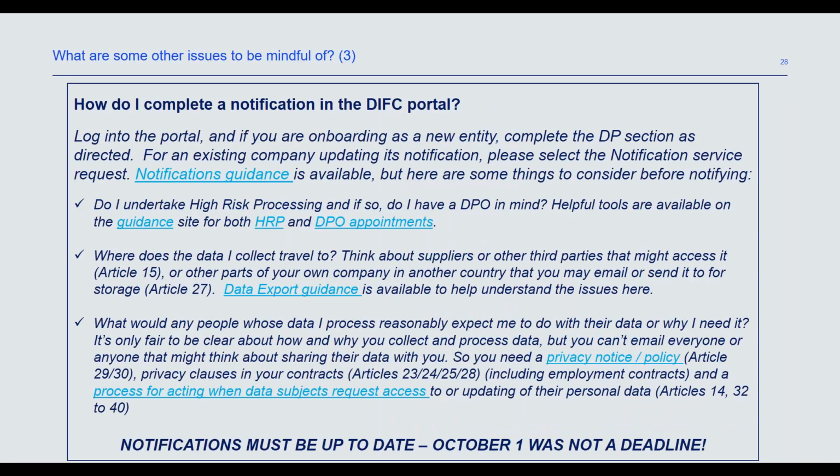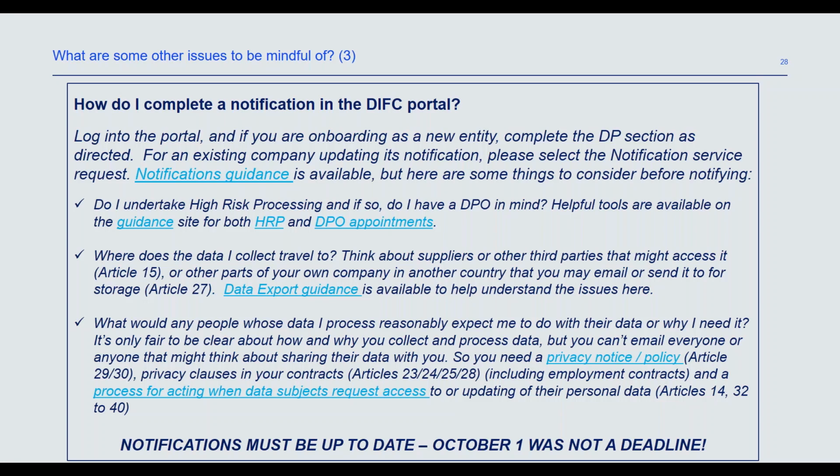And then completing a notification in the portal. I want to get through this as well to be sure that you know how to do it. And we're coming up with some sort of more intuitive and helpful ways to complete your notification. But yeah, if you process personal data, you're required to notify under Article 14, right? So you go into the DIFC portal. If you're onboarding as a new entity, it's part of the process already. But if you're an existing entity, you do the notification service request. There's guidance throughout, and you can see there's a hyperlink to the notifications guidance as well.